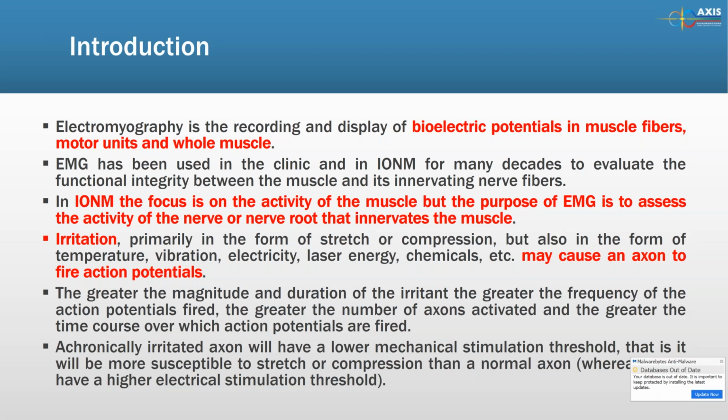The irritated axon will have a lower mechanical stimulation threshold. A chronically irritated axon, any axon which has been irritated chronically due to compression, myelopathy, or radiculopathy, will have lower mechanical stimulation. That means if the surgeon touches the nerve, it will fire very quickly, and it will be more susceptible to stretch or compression than the normal axon, and it will have a higher electrical stimulation threshold. So if you stimulate this nerve, it will have a higher threshold compared to any normal axon.